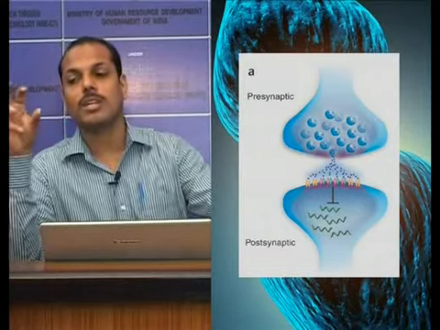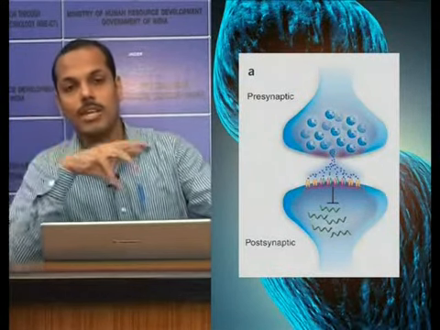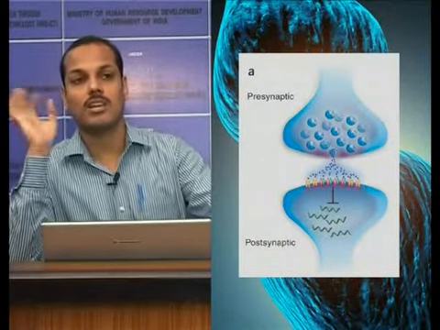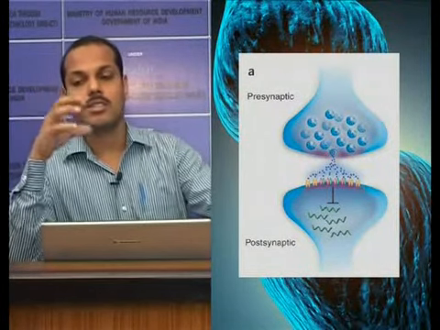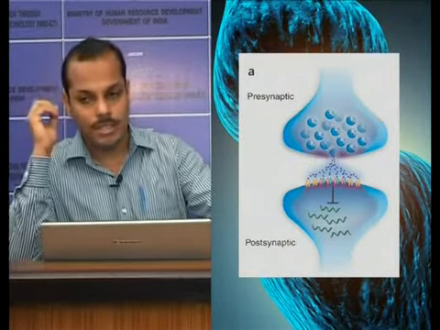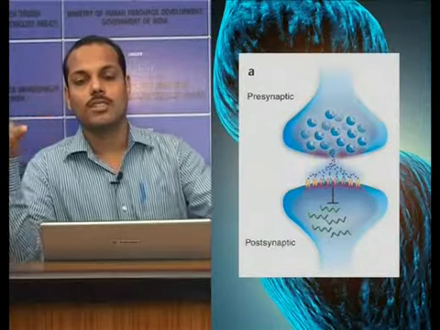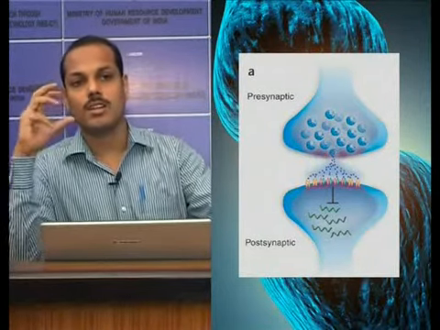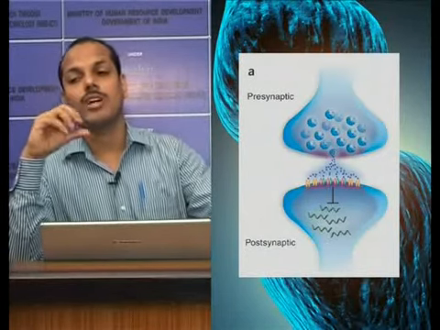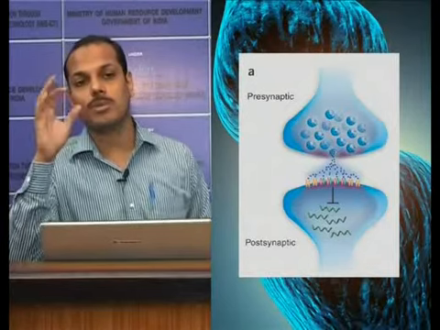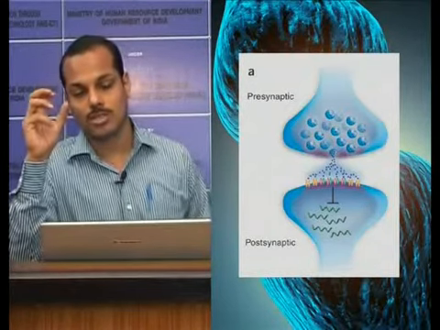The postsynaptic membrane contains some receptors. The chemical transmitter is usually acetylcholine. These chemical transmitters will be released in the synaptic cleft, and there are receptors present at the postsynaptic membrane. As a result, a combination will occur. As a result of this combination, a local potential called synaptic potential will be developed in the postsynaptic membrane.